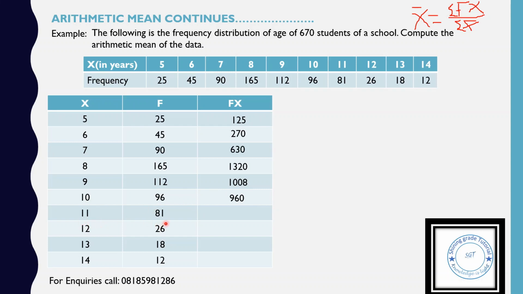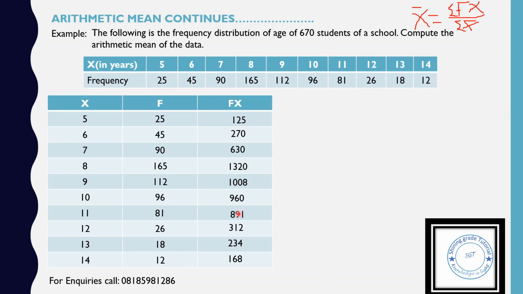Then 11 times 81 gives us 891. 12 times 26 gives us 312. 13 times 18 gives 234. And 14 times 12 equals 168. So we have that. Now the next thing is we need to find the summation fx.